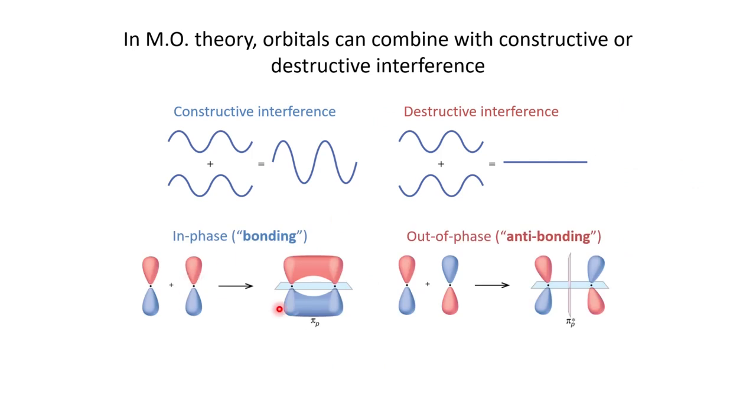In phase are what we call bonding, and out of phase are called anti-bonding. And we signify this with a star. So for the pi and pi star, the pi star is the out of phase, destructive interference, anti-bonding orbital, whereas the regular ones are the in phase, constructive interference orbitals.